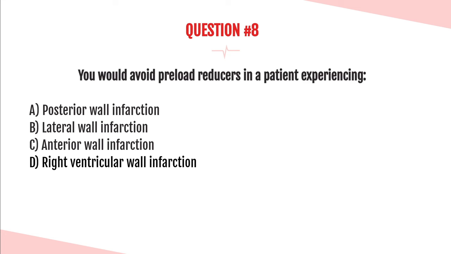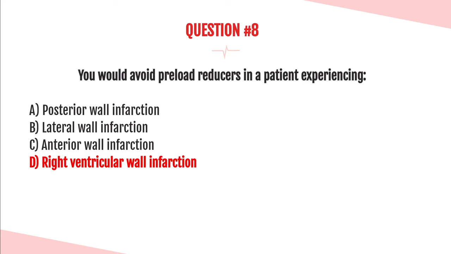Question number 8. You would avoid preload reducers in a patient experiencing A, a posterior wall infarction, B, a lateral wall infarction, C, an anterior wall infarction, or D, a right ventricular wall infarction. The answer is D, a right ventricular wall infarction.